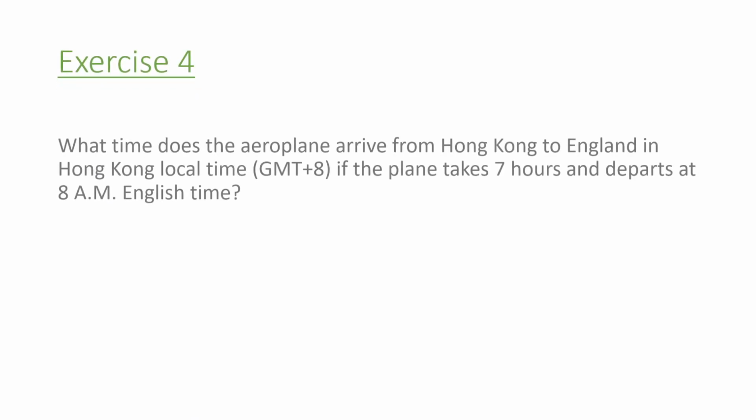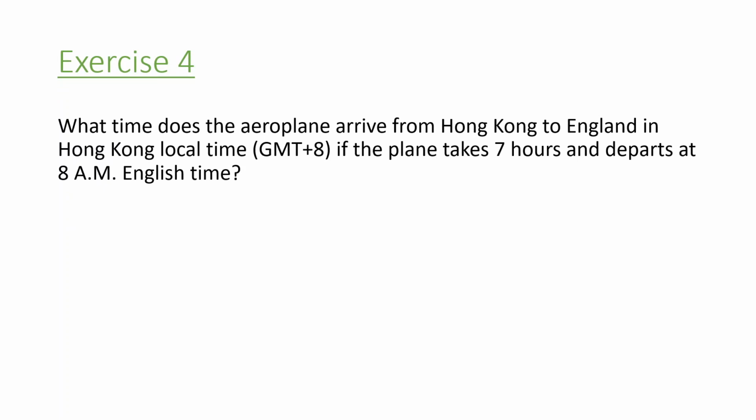So for the fourth exercise, what time does the aeroplane arrive from Hong Kong to England in Hong Kong local time? So it's 8 hours. So say right now it's 10:42 in Hong Kong, it will be 6:42 in the evening. And if the plane takes 7 hours and departs at 8 a.m. English time, you'll have 35 seconds for this. And note that it's not a timetable, but it is to do with times, and there could well be a timetable at the airport.